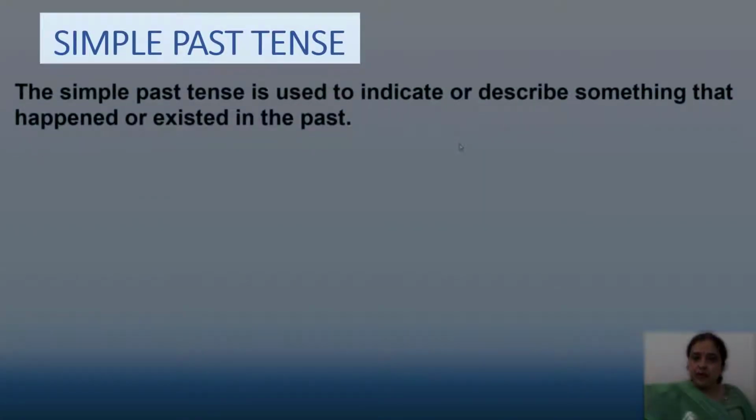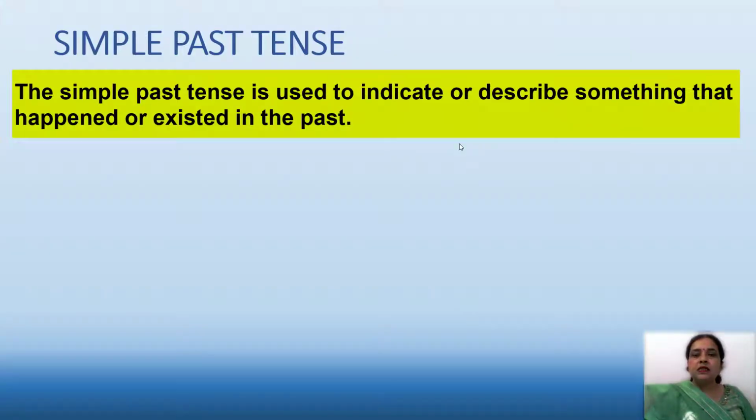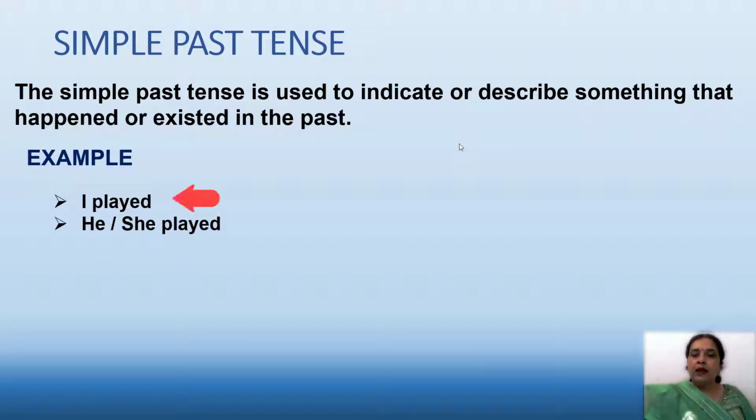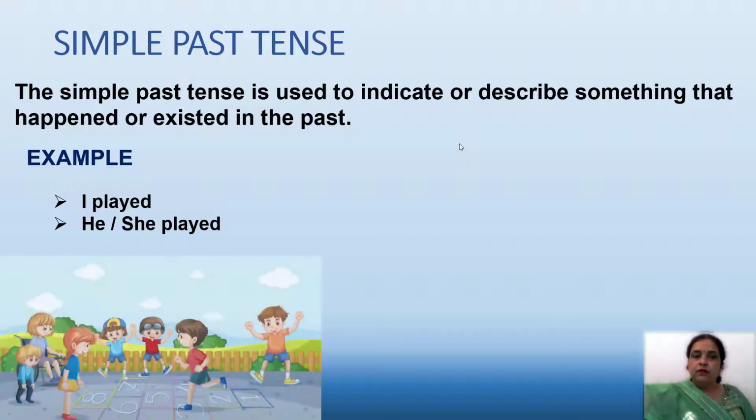What is simple past tense? The simple past tense is used to indicate or describe something that happened or existed in the past. That means it was started in the past and also completed in the past. For example, I played, he, she played. In simple past tense, the second past form of verb is used.